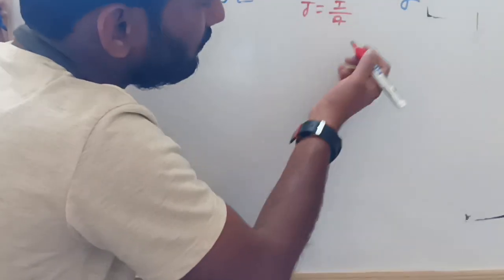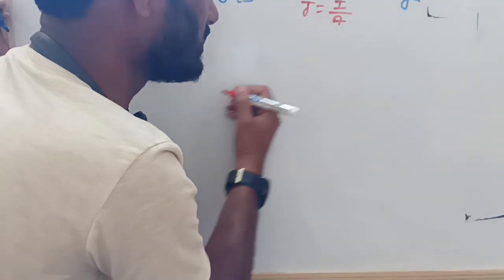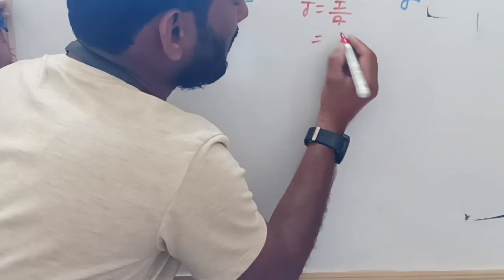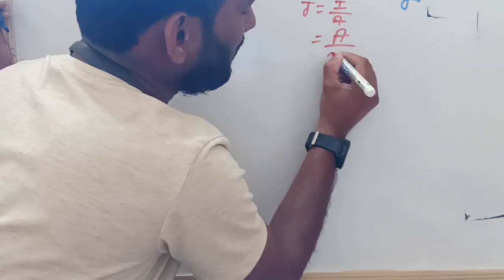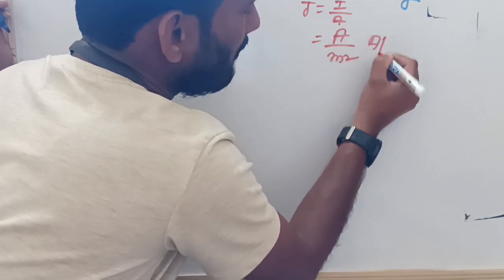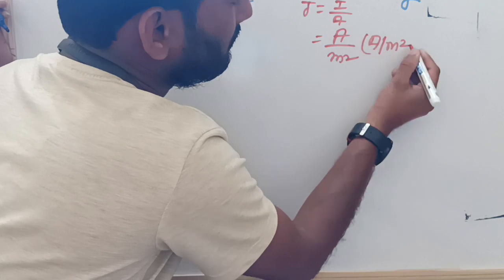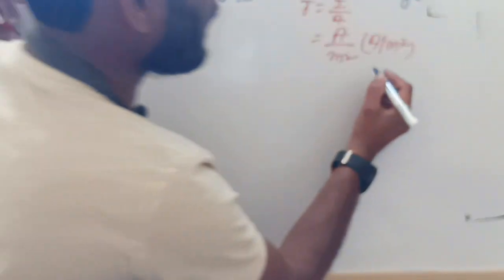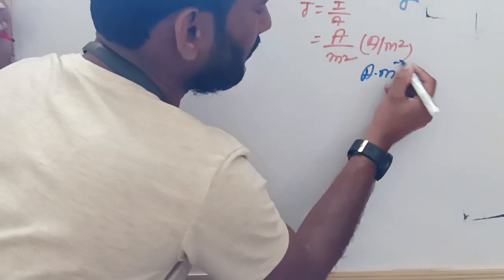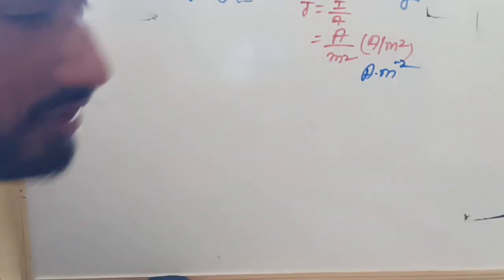Apart from this, mobility, drift velocity, and relaxation time are there. What is the SI unit then? For current, it is ampere. For area, it is meter square. Ampere per meter square, or ampere into meter to the power of minus 2, is the SI unit for current density.